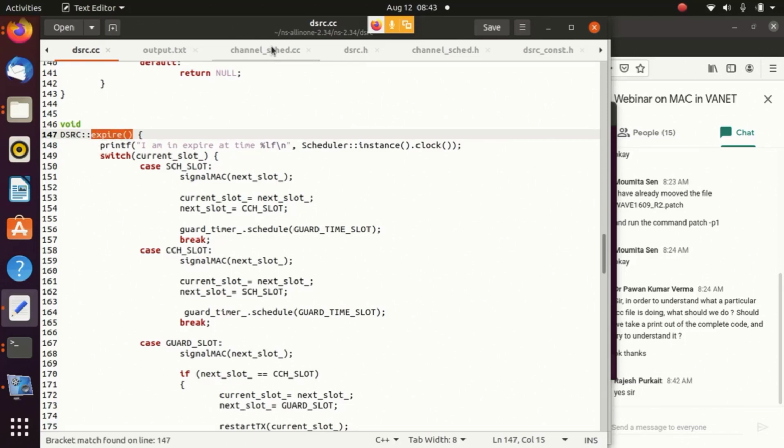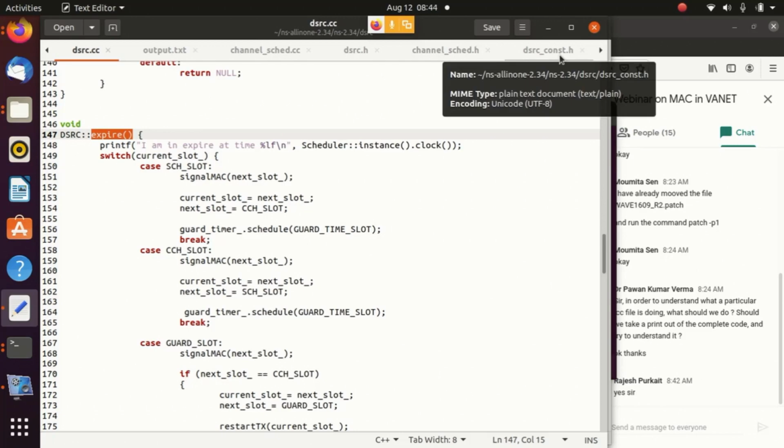The expire function will be called. Why is the expire function called? If you think theoretically also, when our network starts, first the guard band is there, guard interval is there. So nothing will happen in the guard interval because no transmission takes place there. After that, guard interval ends, or we can say guard interval expires, and control channel interval starts. Okay. Only this much you remember for now.